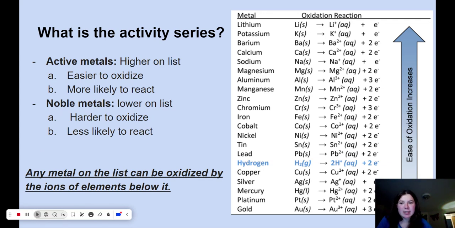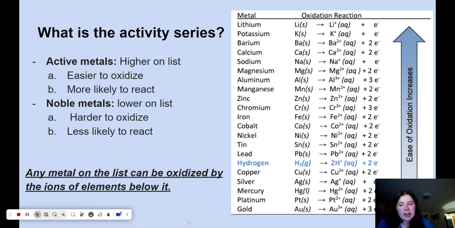Okay, what is the activity series? Activity series, so it's a list of metals. From bottom to top, it's increasing in ease of oxidation. So that means near the top of the list, you have active metals because they're easier to oxidize and more likely to react. So these are like alkali metals, alkaline earth metals. And near the bottom, you have noble metals because they're harder to oxidize and less likely to react. And noble metals are like gold, platinum, silver, copper. Since they're not that reactive, people use them for jewelry and coins.